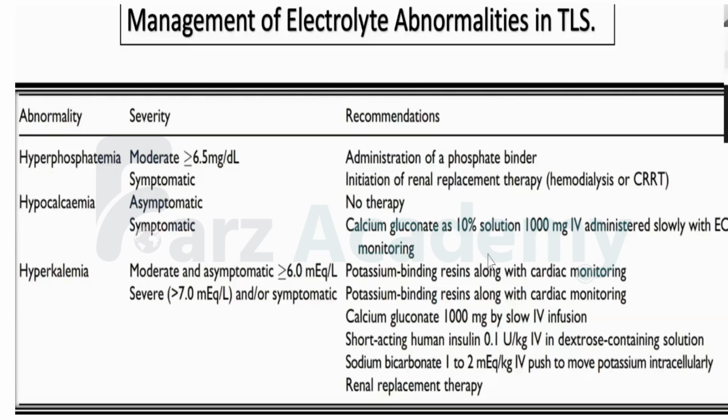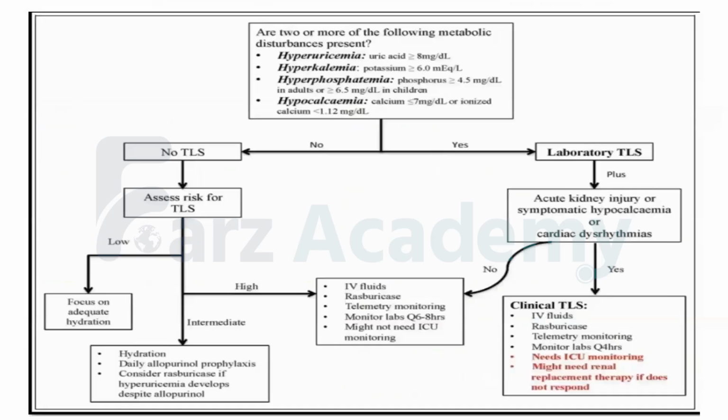Hyperkalemia, we have already mentioned: moderate to asymptomatic is more than or equal to 6, severe is more than 7. Your routine pentatherapy you have to give, but here you have to remember this: calcium gluconate 1 gram IV slow push you have to give. Calcium chloride is 3 times more potent than calcium gluconate, so you have to adjust the dose accordingly. GI drip, soda bicarb try to avoid, and RRT is the last resort. But you have to consider RRT much earlier.